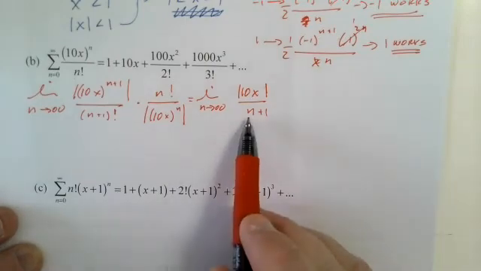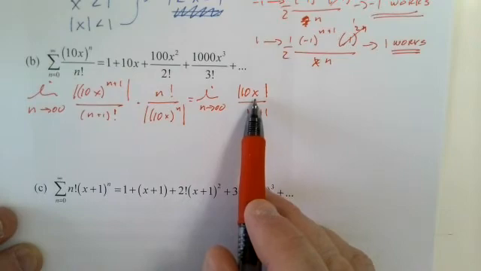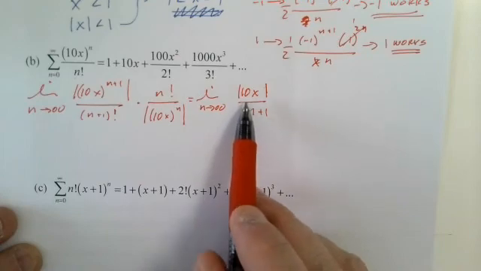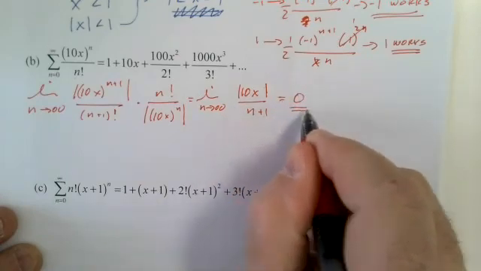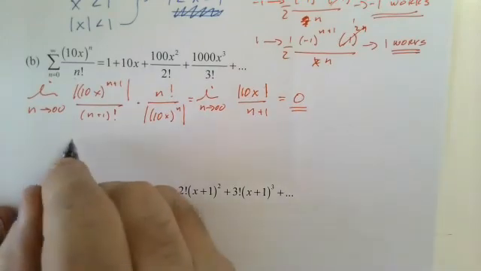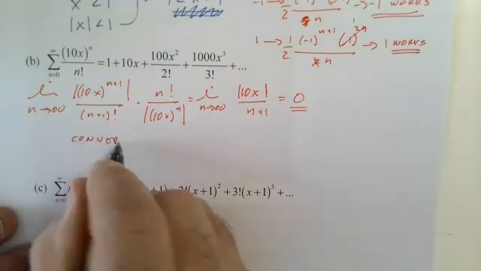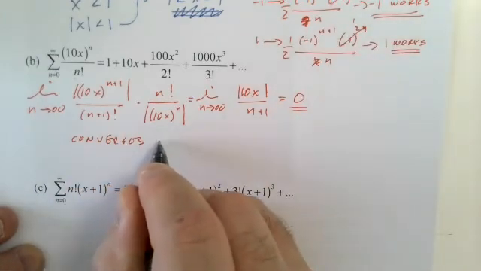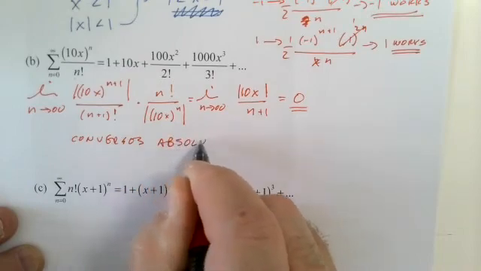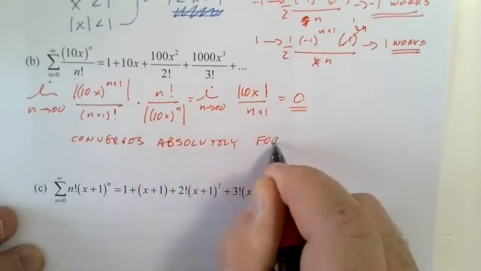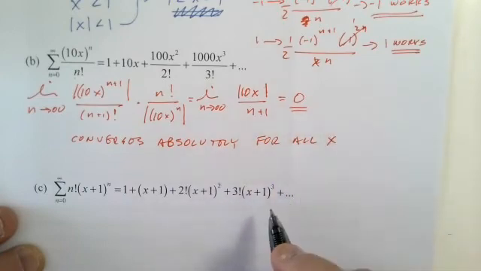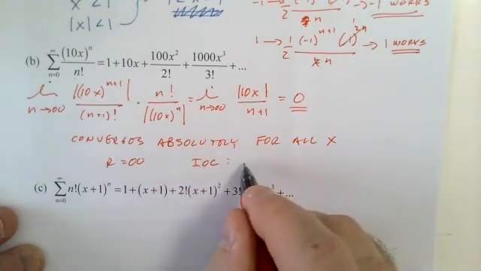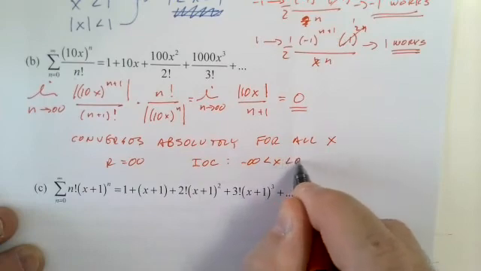Okay, well, as n goes to infinity, I don't care what I put in for x. This is just going to get bigger and bigger and bigger. But eventually, even with a billion, this will catch up and pass it, and this will become 0. Good news, I don't have to do all this weirdness again. Converges absolutely for all x. The radius is infinity. The interval of convergence is negative infinity less than x less than infinity.